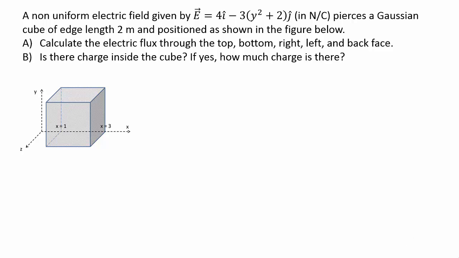A non-uniform electric field given by the equation shown here on the screen, E equals 4i minus 3(y² + 2) j in newtons per coulomb, pierces a Gaussian cube of edge length 2 meters and position as shown in the figure below.